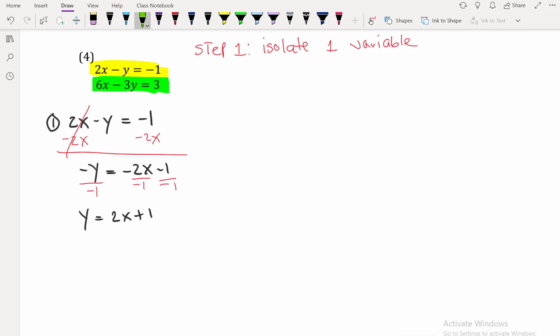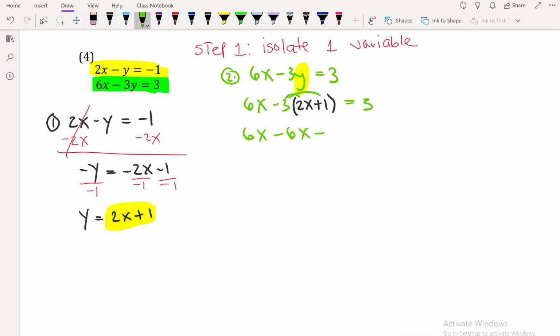my equation number 2. So equation number 2, I have my 6x minus 3y is equal to a positive 3. Since y is isolated, I'm going to plug that equation into my y variable. So I have a 6x minus 3. And now that y, since I'm plugging it in from here, I have a 2x plus 1, and it's equal to 3. So then 6x, now I'm going to distribute that negative 3. So negative 6x minus 3 is equal to a positive 3.